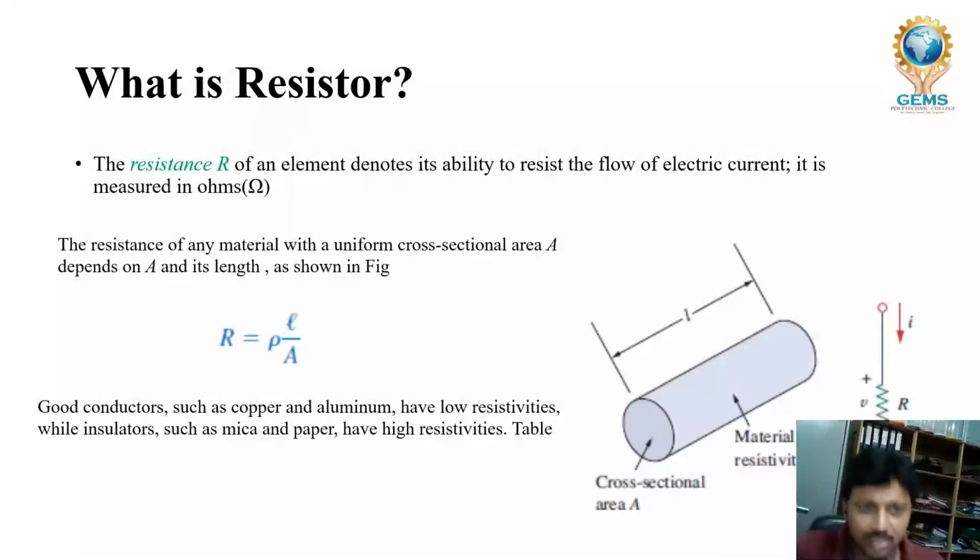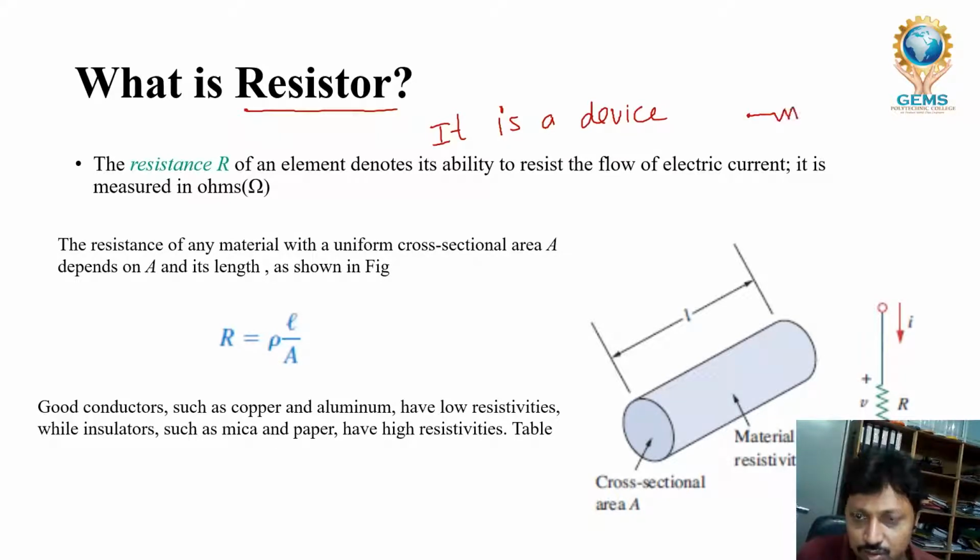So what is a resistor here? A resistor is a device. We are going to represent the resistor like this. So this is a point A, this is a point B, right?